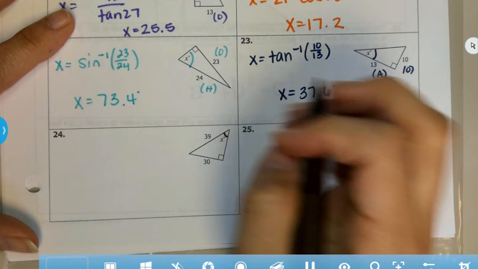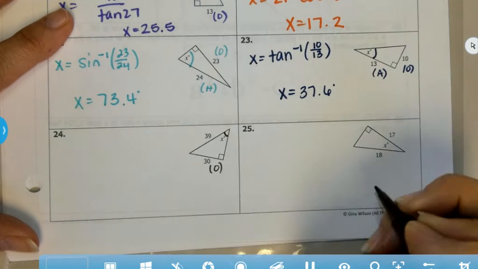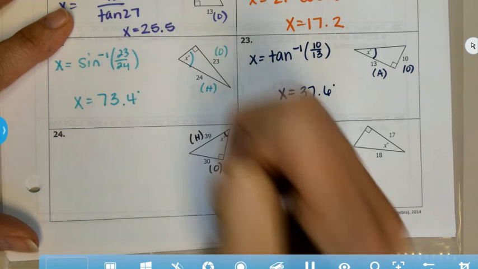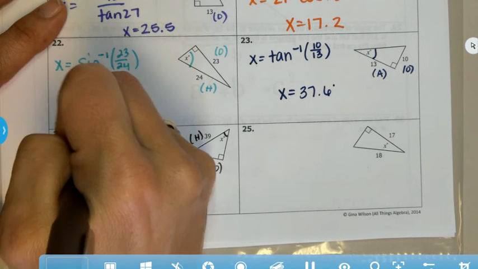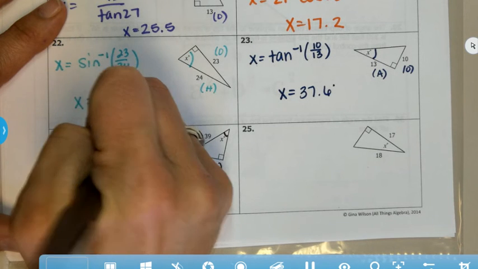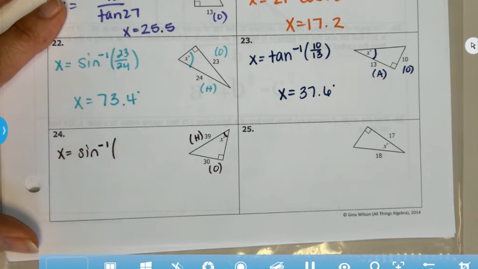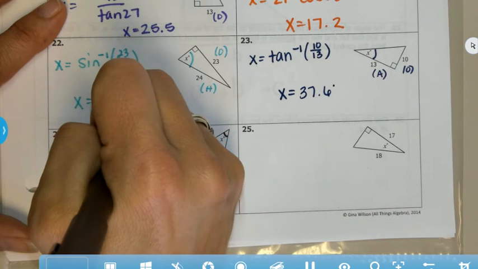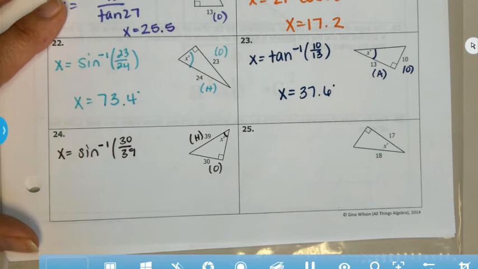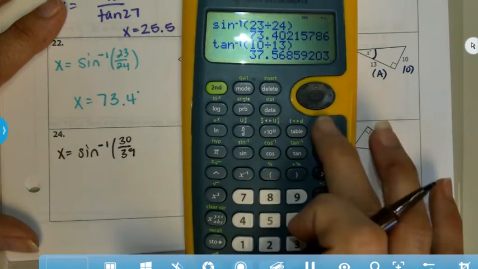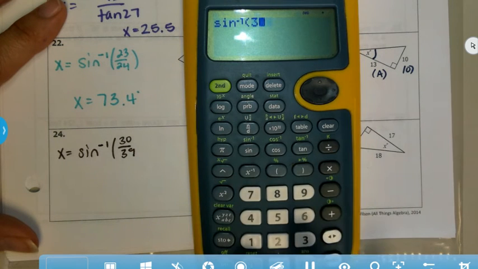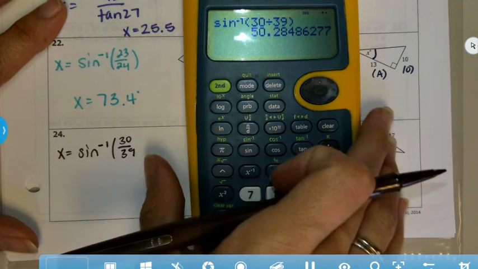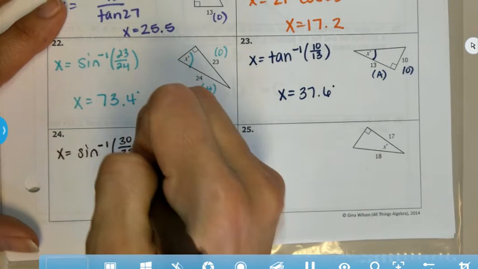So this angle x here, 30 is the opposite side, 39 is the hypotenuse. So we're using inverse sine. So x equals inverse sine of opposite over hypotenuse, which is 30 over 39. So we inverse sine of 30 over 39. So 50.3 degrees for this angle.